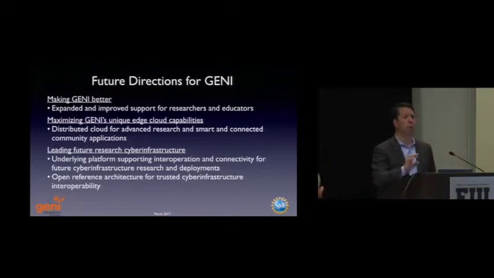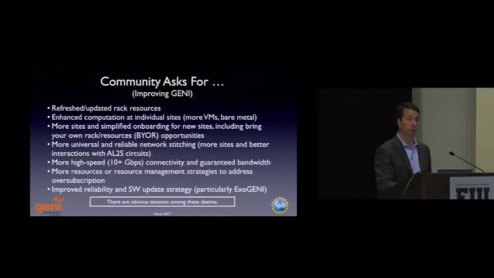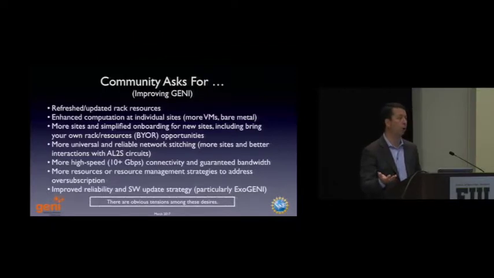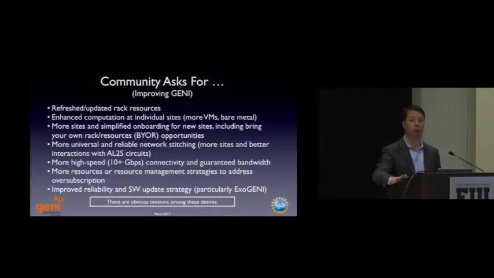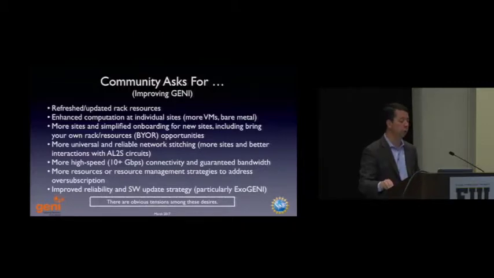I have some specifics I'm going to go through very quickly on the next few slides in each of these spaces, and then, as I said, we will badly subsample it this afternoon in the looking ahead session. But I simply wanted to point out a bunch of the ideas that resonated with significant fractions of the community. In the improving GENI space, first on everybody's list was refreshing or updating existing rack resources, which have been around for a while and are not the most current hardware. There's a fair amount of interest in enhancing the computation ability at individual sites, simply being able to stand up more machines, whether virtual or physical. In a different dimension of expansion, there's great interest in having more sites and easier ways to bring up more sites, including some sort of bring your own rack or bring your own resources model.